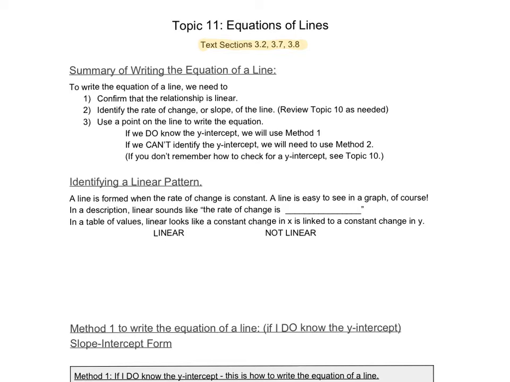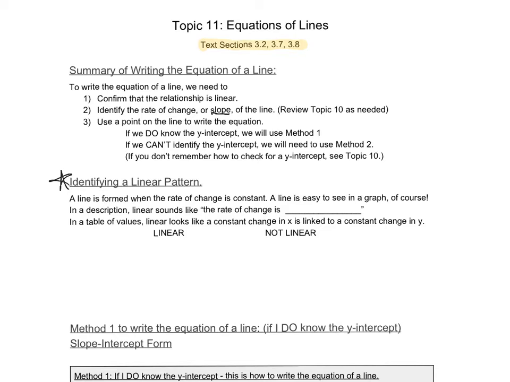So I want to start with a summary of writing the equation of a line. To write the equation of a line, we need to first of all make sure that it's a line. We want to confirm that the relationship is linear. And so that's what we'll be doing when we talk about identifying a linear pattern. We also will need to know the rate of change or slope of the line. And once we know the slope, which if you need to, you can review topic 10, because there are a lot of different ways that we might find the slope. Once we find the slope, then we're going to use a point on the line to write the equation.